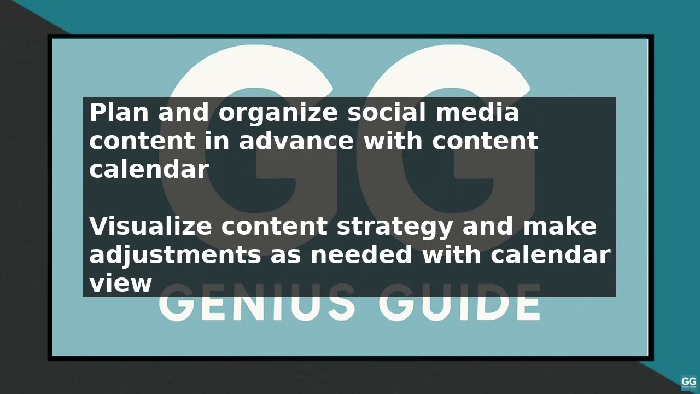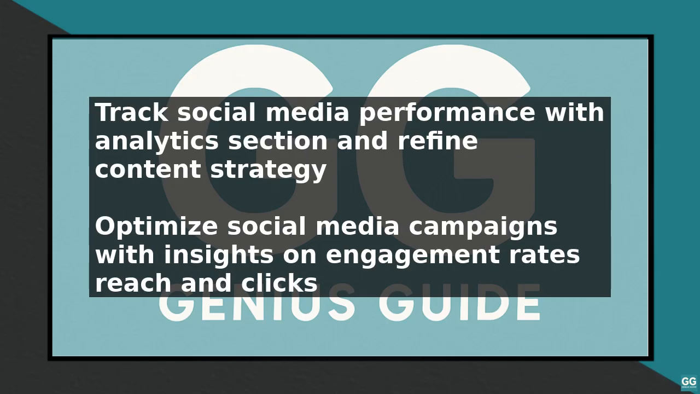adjustments as needed. Another important feature is the Analytics section, which provides insights into your social media performance, including engagement rates, reach, and clicks. This data can help you refine your content strategy and optimize your social media campaigns for better results. To get the most out of Semrush Social Media Toolkit, it's essential to track your performance regularly and adjust your scheduling strategy accordingly.